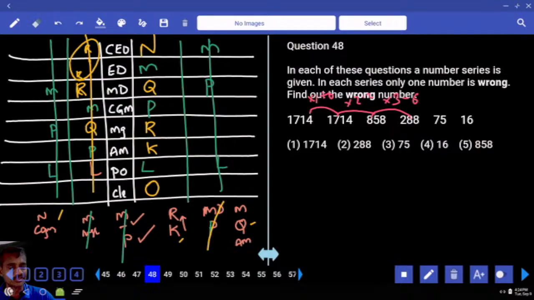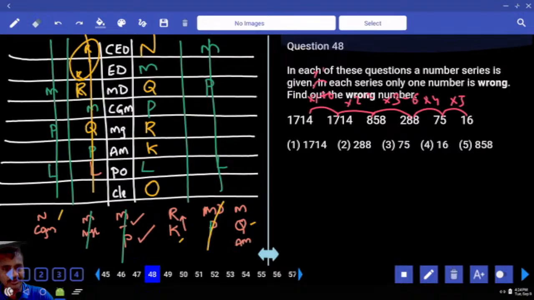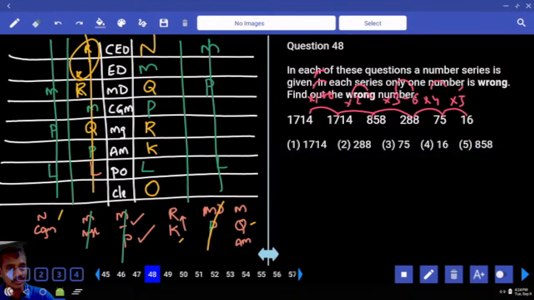Clear? And 6. Then 75 into 4, and 16 into 5. Make it 1 and 0. 1 into 1 minus 0. 1 into 1, 1 into 0. Then 2 into 1 is 2, 3 into 2 is 6, 4 into 3 must be 12, 5 into 4 must be 20. Clear? The subtraction is 0, next one into 2 minus 2, into 3 minus 6.